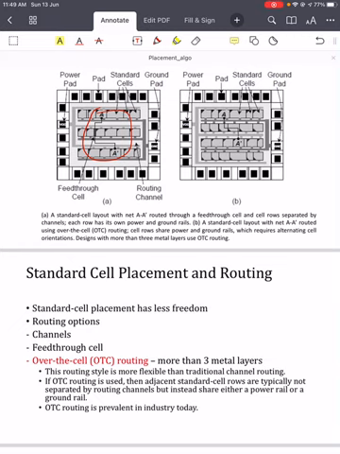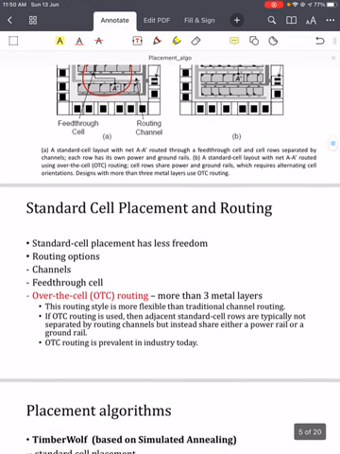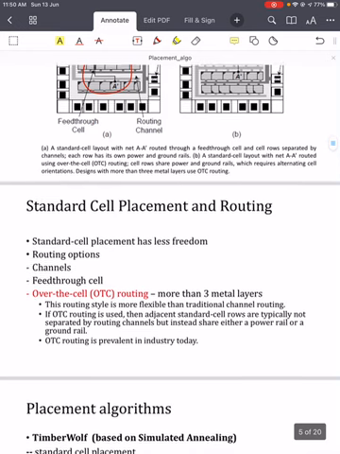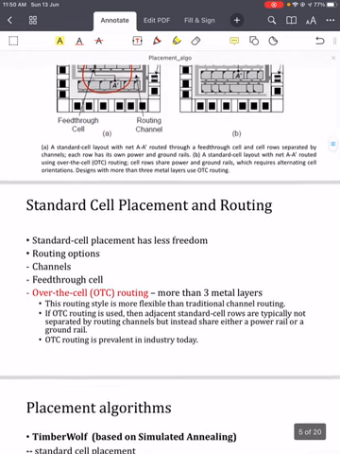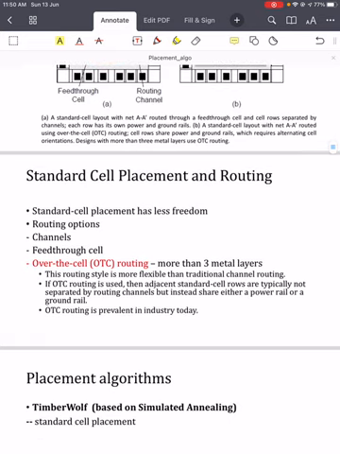Another routing technique, which is quite prevalent in modern process technology in VLSI, is called over the cell routing, or OTC. OTC has become somewhat popular as a way to use multiple metal layers, usually more than 3 layers, in the routing phase. In OTC, the space above the cells can be utilized for routing. This OTC routing style is more flexible than traditional channel routing.